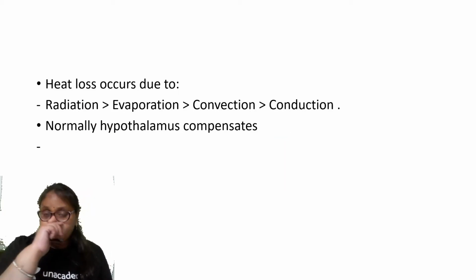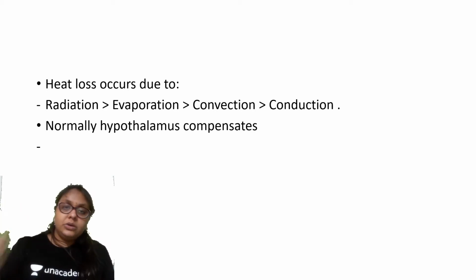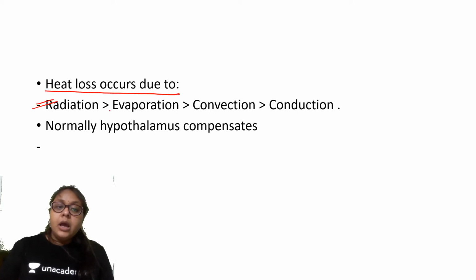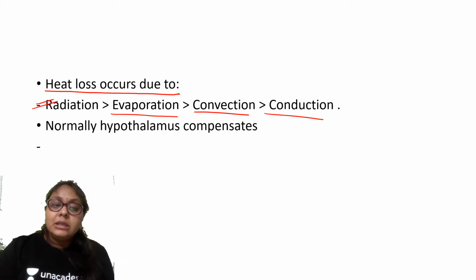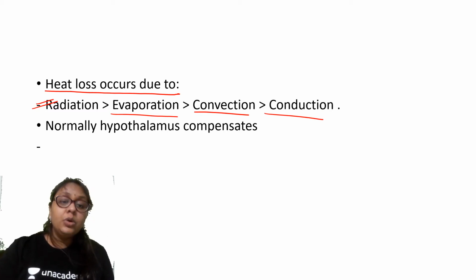Now normally during anesthesia, or otherwise, heat loss occurs. In the OT, after you give anesthesia, the heat loss occurs due to radiation, more than evaporation, more than convection, more than conduction. And for this heat loss, normally the hypothalamus is able to compensate.